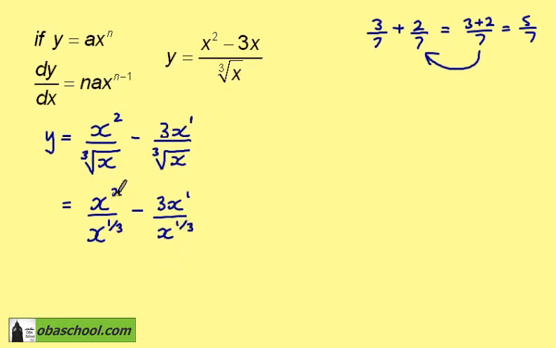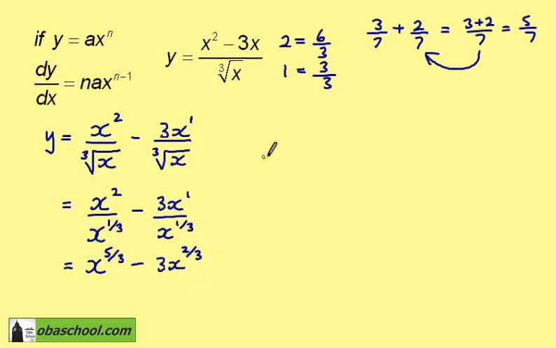When dividing, we subtract indices, and we should remember that 2 is 6/3 and that 1 is 3/3. So 6/3 take away 1/3 is 5/3, so this is x to the 5/3, and this becomes 3x to the 2/3.